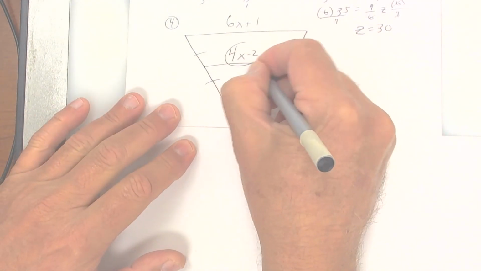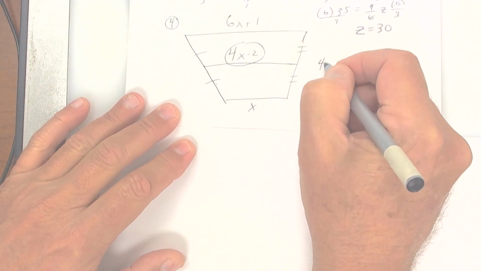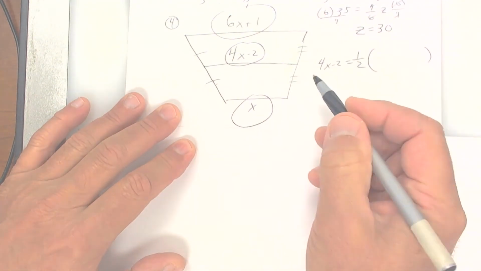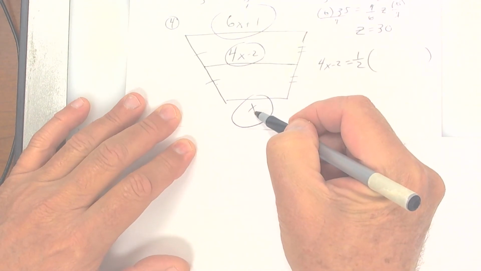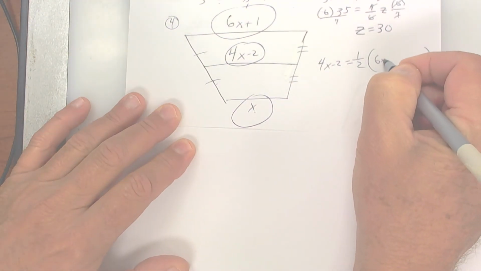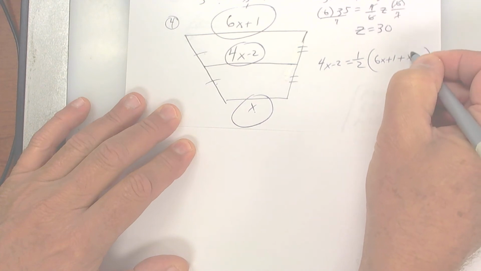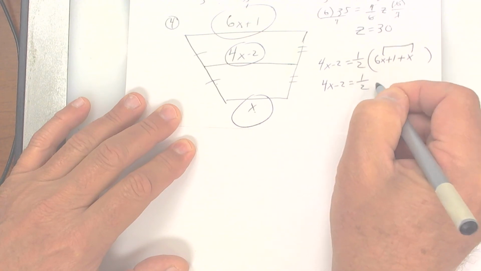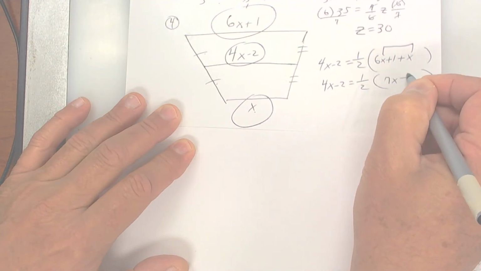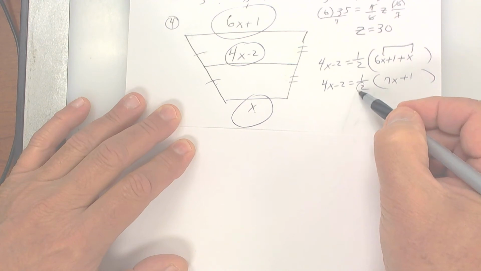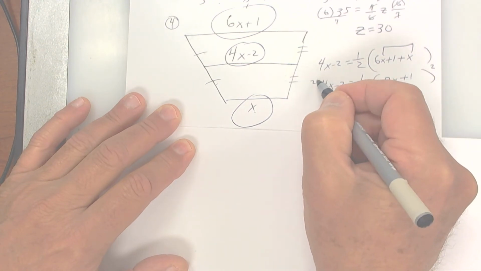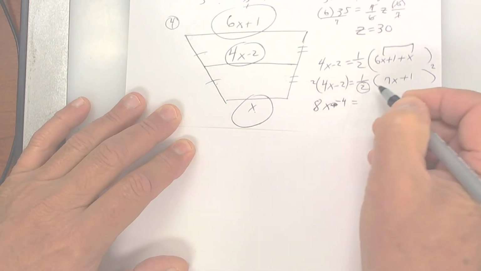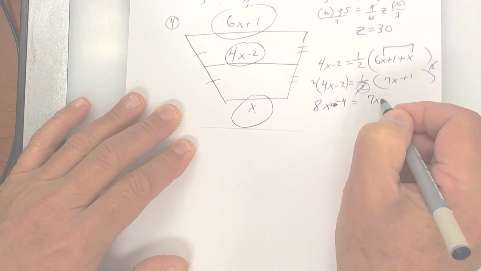The mid-segment, which is this, because it's in the middle, 4x minus 2 is equal to half of the top plus the bottom. Well, 6x plus 1x gives 7x. So that gives you 4x minus 2 is equal to 1/2 (7x plus 1). Now look, you're dividing by 2, so you might want to just multiply by 2. When you do, you get 8x minus 4 is equal to 7x plus 1.